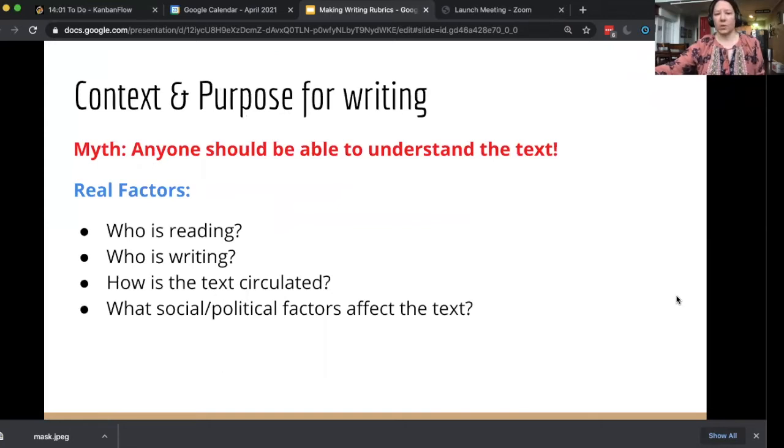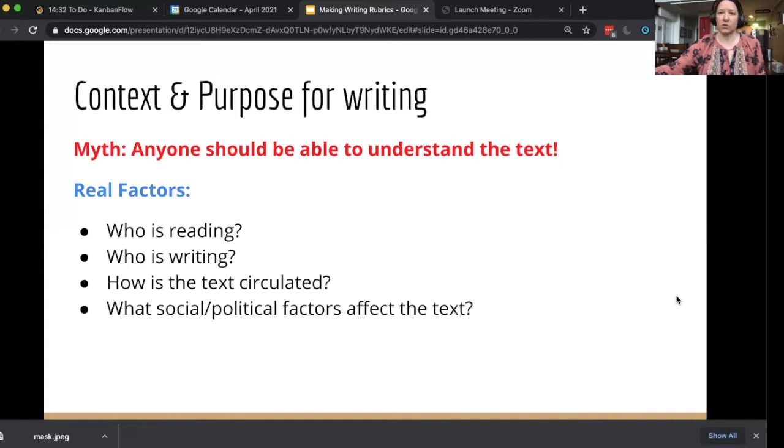I think this is a really important thing that people often leave off of assignments and don't talk about with their students. But who are they writing for? And how does that affect their writing? What's their purpose? A myth here that you might want to combat is that anyone should be able to understand the text. Instead, you should think about who's really going to read this, who also is the writer, what is their purpose? How is that text potentially going to be circulated? Again, who's going to actually read it?